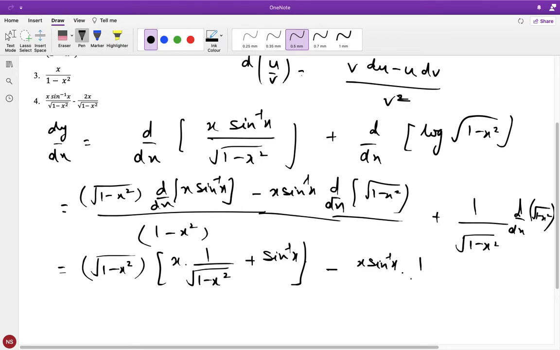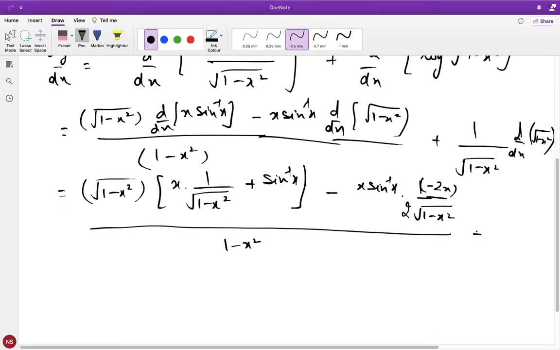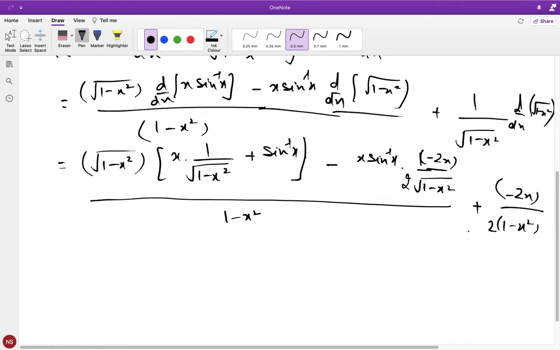This again, bring the power down, decrease the power by 1. So this, and the derivative of 1 minus x square is minus 2x. This whole thing divided by 1 minus x square. Plus this thing is also there, don't forget about that. So square root and square root will get cancelled. 1 minus x square, 2 also there, and the derivative is minus 2x. 2 and 2 are cancelled again.